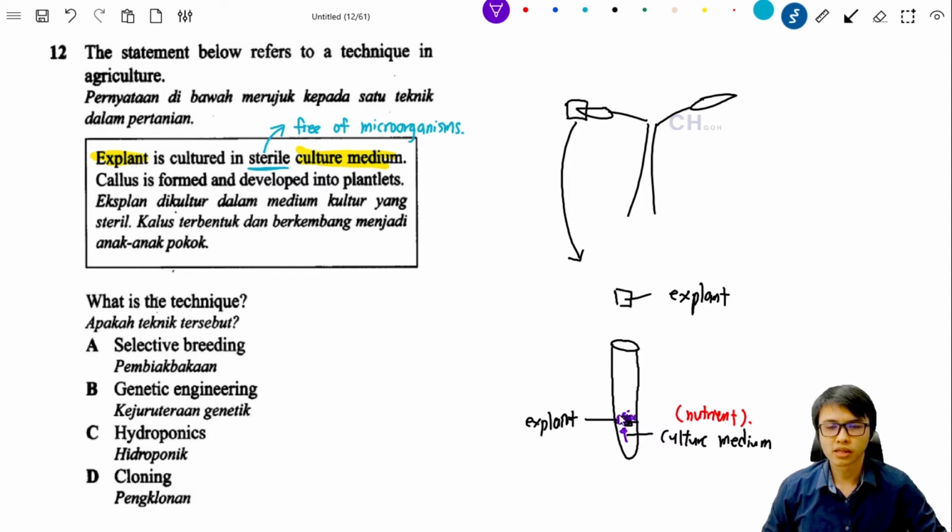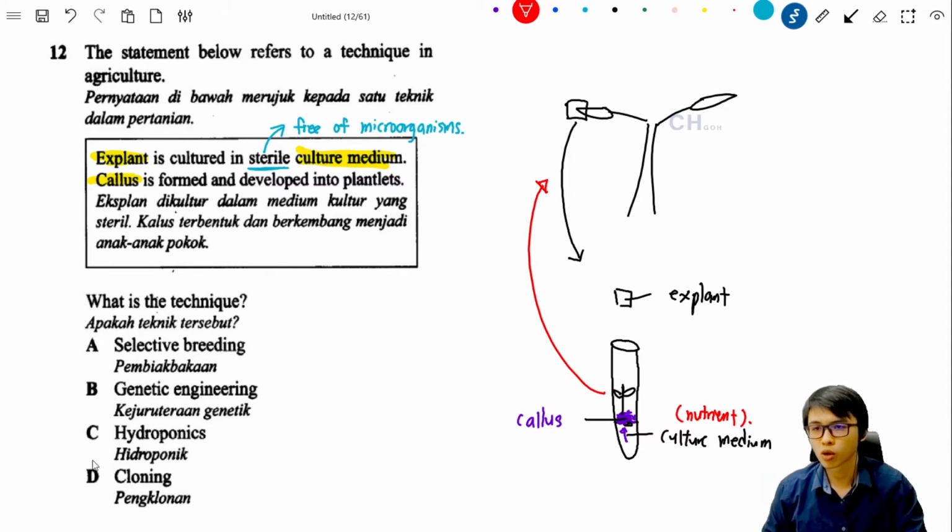tissue. And this piece of tissue, we no longer call it explant. Instead, we call it the callus. So this callus, eventually it will form into a young plant. And this young plant looks exactly identical to the parent plant. So we call this technique cloning.